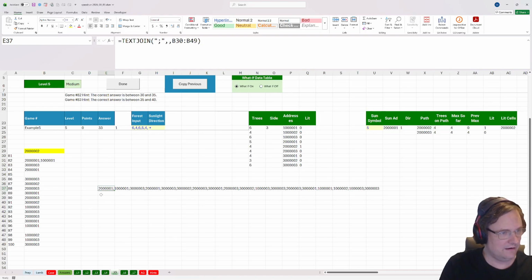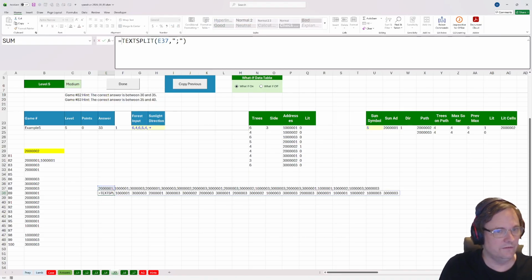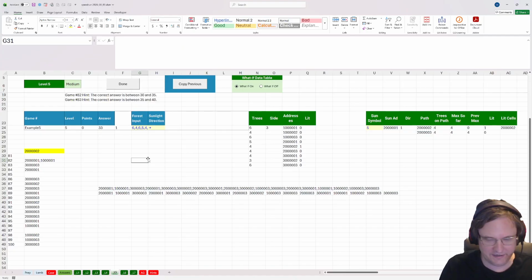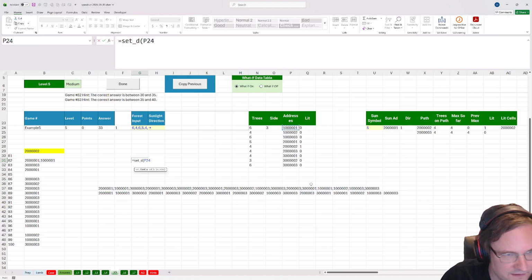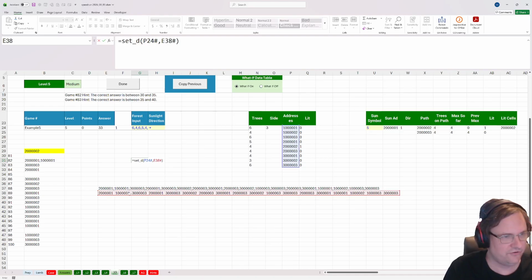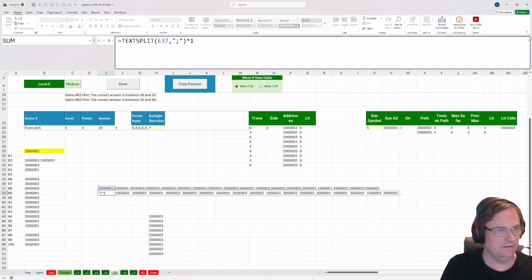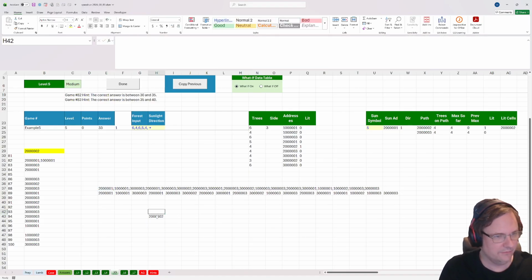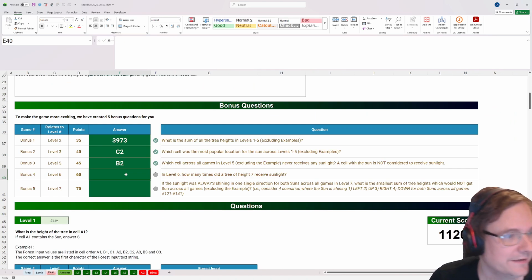So now I'm going to split them back up and then do set difference, right? So equals set difference, where the starting set is all of them, right? And then I subtract out those, except these have got to be numbers like that, right? So the only one that is never used is 2002, right? Which is B2, 2,000,002.